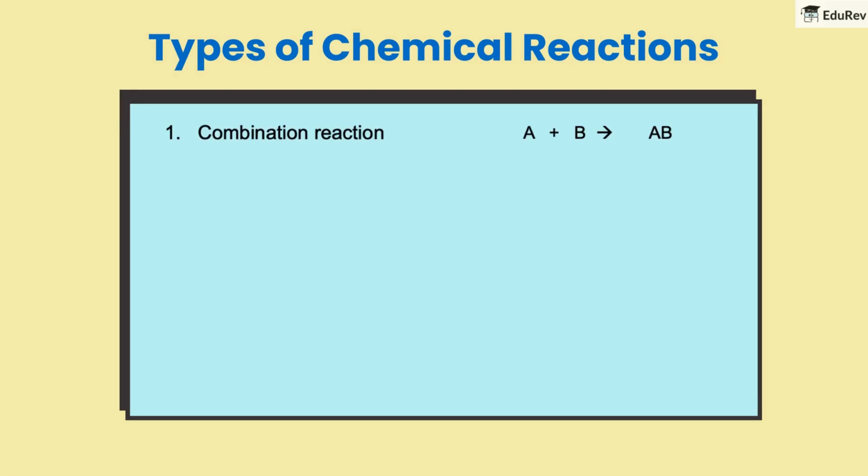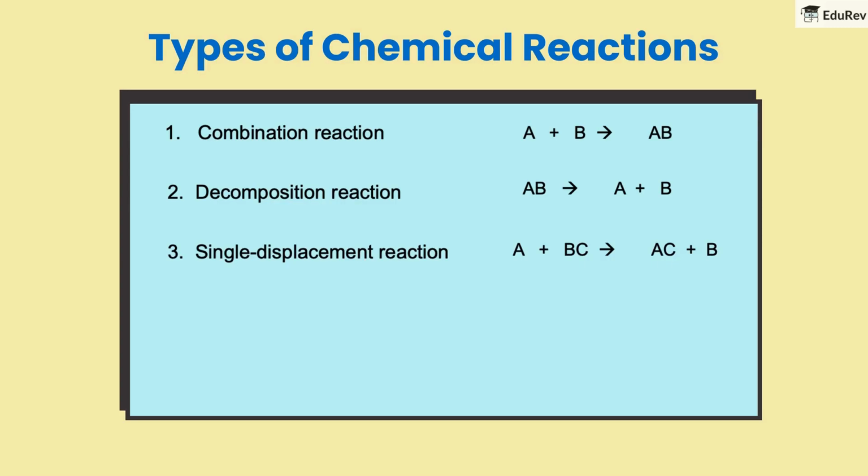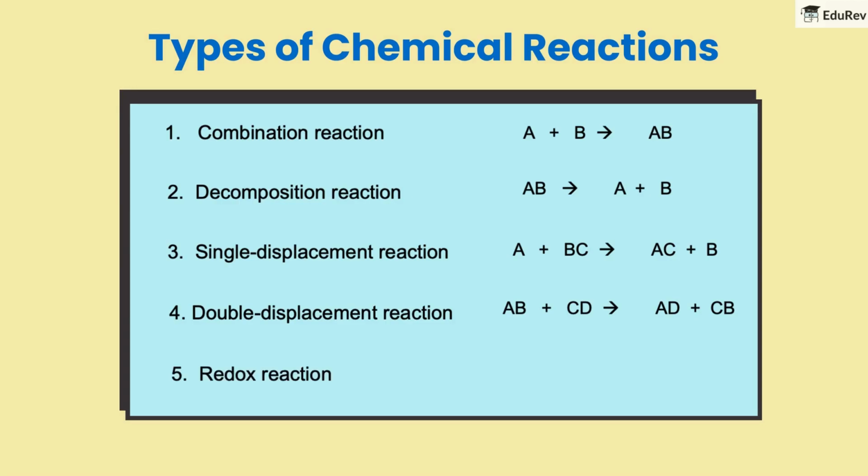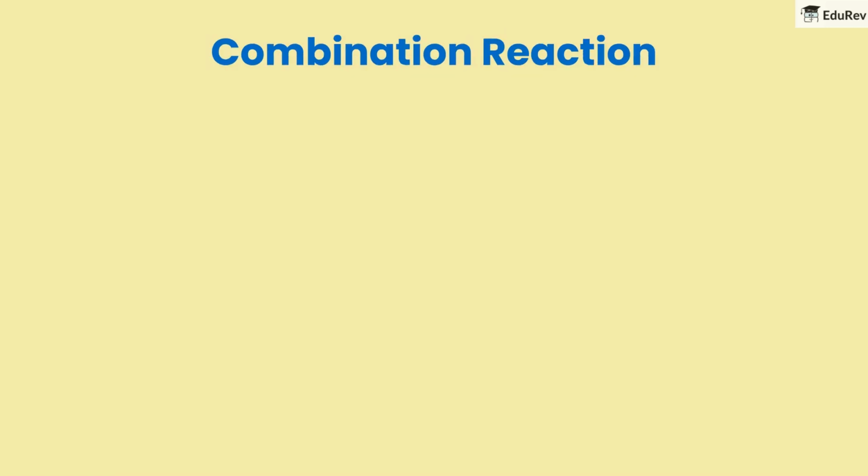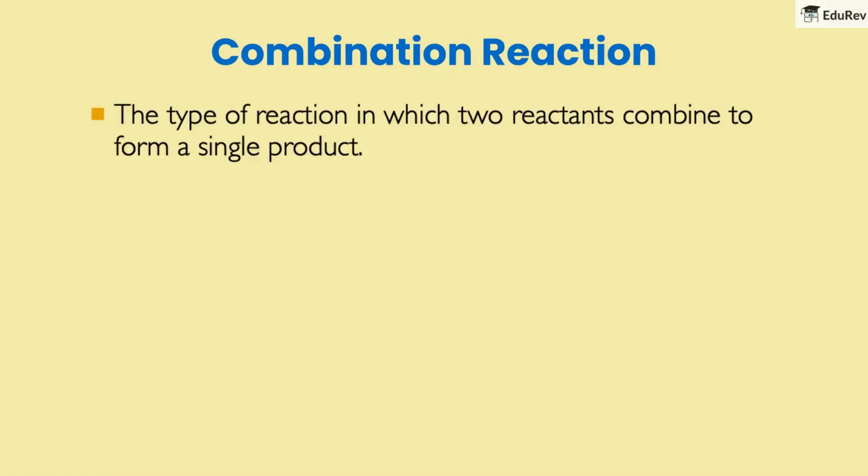Combination reaction, decomposition reaction, single displacement reaction, double displacement reaction, and redox reaction. Let's learn about each of them. Combination reaction: the type of reaction in which two reactants combine to form a single product.